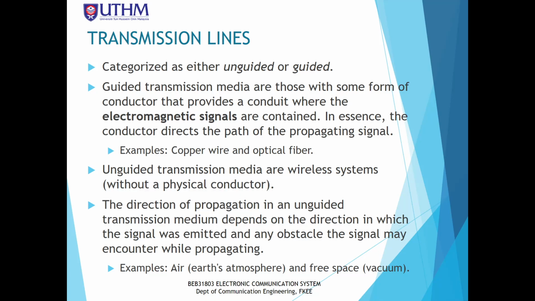So guided is referring to the wired transmission, whereas unguided means that the wave is not guided from one place to another. That means this is referring to the wireless medium. For guided transmission, for example, it is like a copper wire or optical fiber. Unguided transmission is a wireless medium without any physical conductor, for example, the free space or the air. And the direction of propagation is unguided, which means that the wave can travel in many directions.